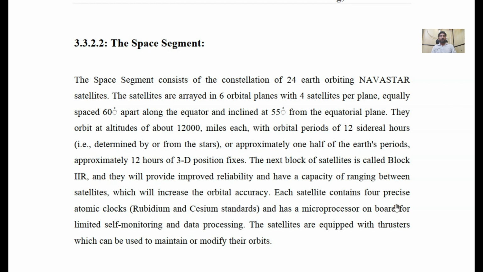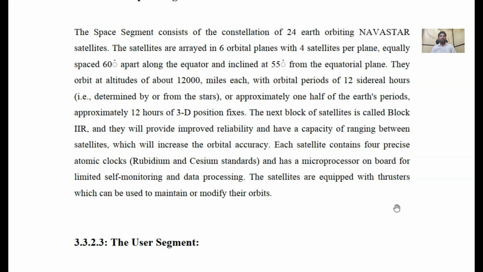with orbital periods of approximately one half of the Earth period, approximately 12 hours, for 3D position fixes. The next block of satellite is called block IIR and they will provide improved reliability and have a capacity of ranging between satellites, which will increase the orbital accuracy.